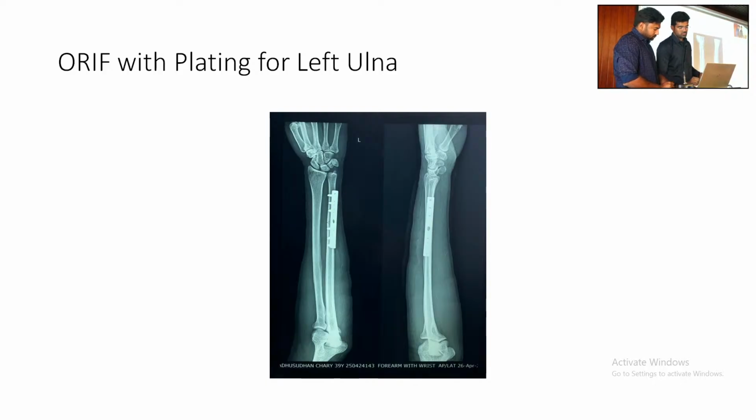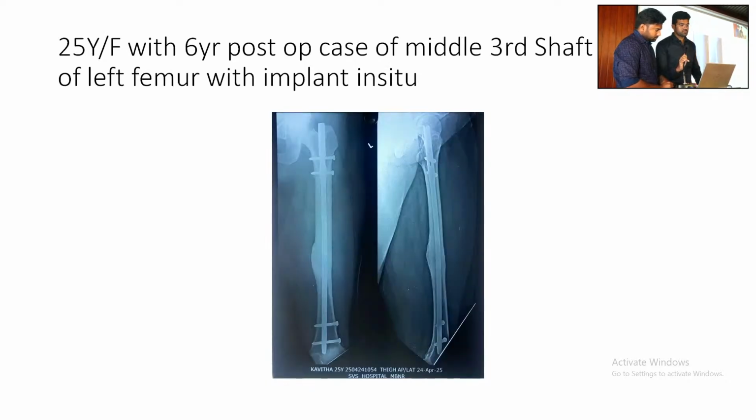Next. What type of plate? Sherman's or DCB? DCB, sir. Shermans are not seen, not available.